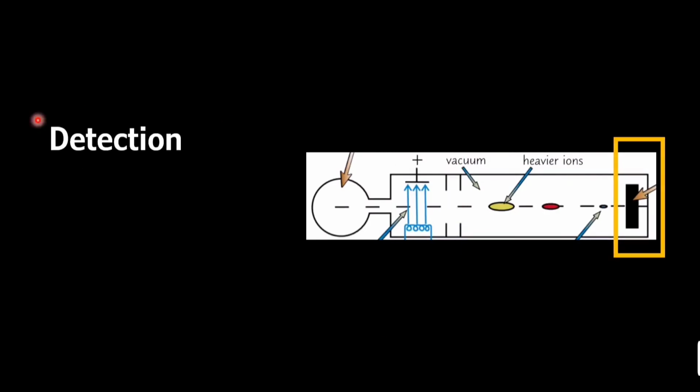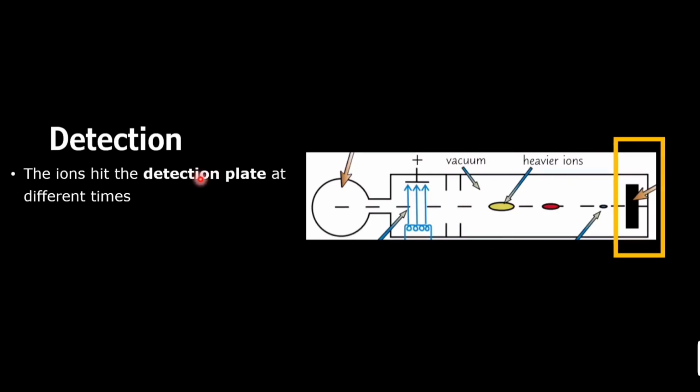So then detection. Our ions, after travelling down this drift region, flying along this known distance, will hit the detection plate at the end. And they will hit this detection plate at different times due to their different velocities. So the lighter ions will hit the detection plate first because they're travelling at a faster speed.